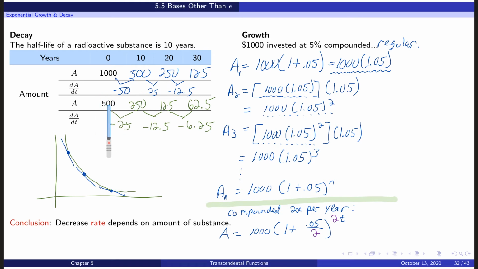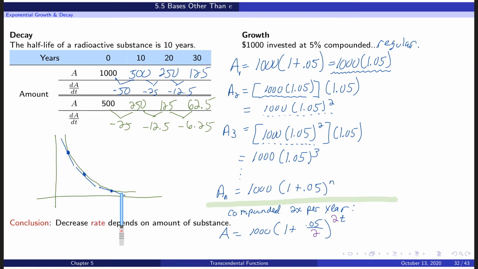If you instead started with 500 units of that substance, cut it in half, 250, 125, 62.5, divide each of those by 10 to get the rate of change: negative 25, negative 12.5, negative 6.25. What's happening is the decrease rate depends on the amount of substance.